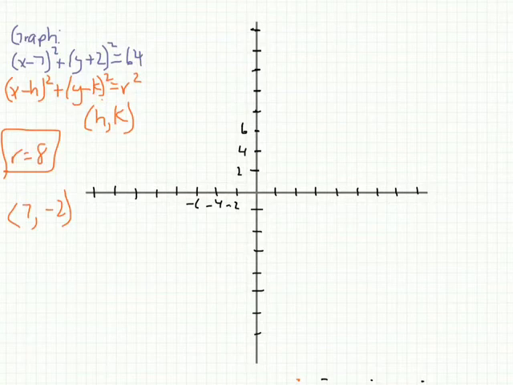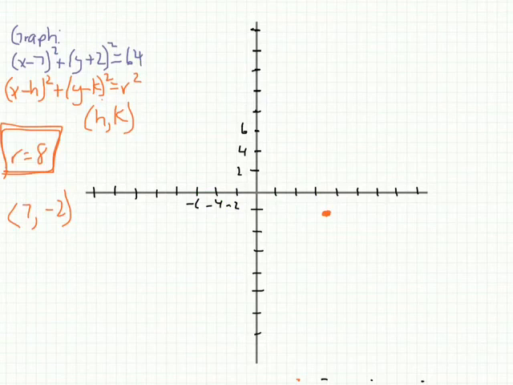So these hash marks are in increments of 2. So here's where positive 7 is: 2, 4, 6, 7. And negative 2 would be in our first hash mark. So right here is our center. There's our center. And from the center, we have a radius of 8.